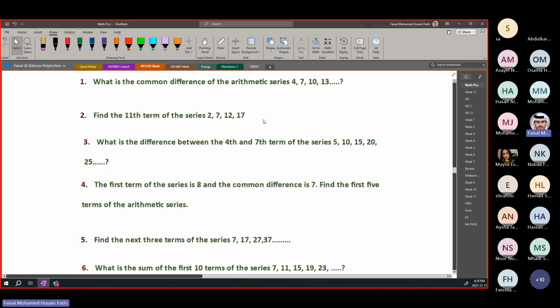Find the 11th term of the series. You're going to do the same thing I said earlier. You're going to find A1. What is our A1 in this? And what is our common difference? I want to know what is A1 and what is the common difference of number 2.